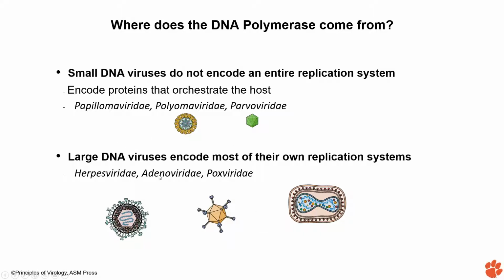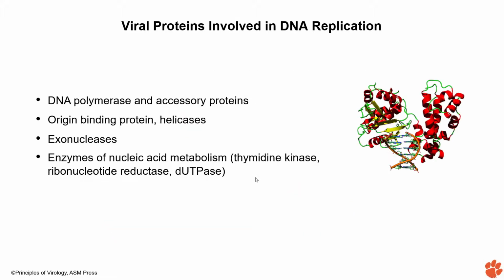Large DNA viruses like herpesviridae and adenoviruses make their own replication system. Most, remember that is most, sometimes not all. So that could be a difference in your quiz question: if you see that large DNA viruses encode all of their replication system, that will be a wrong statement. Most, not all. At least one or two proteins are needed from the host as well.